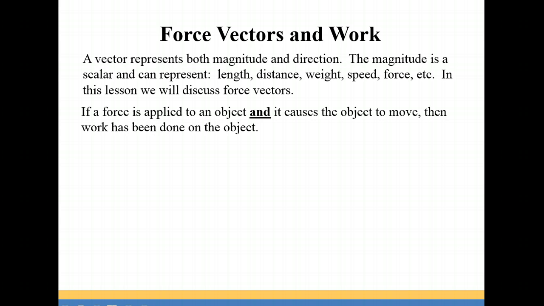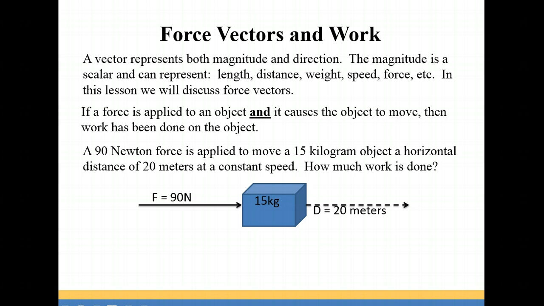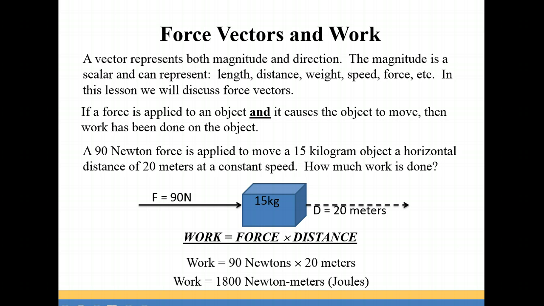If a force is applied to an object, and that force causes the object to move, then work has been done on the object. Suppose we had a 90 Newton force that is applied to move a 15 kilogram object horizontally 20 meters at a constant speed. How much work is done? Well, work is equal to force times distance. In this case, the force was 90 and the distance was 20. The distance is also called the displacement of the object. Our total work done is 1800 Newton meters, or 1800 joules.